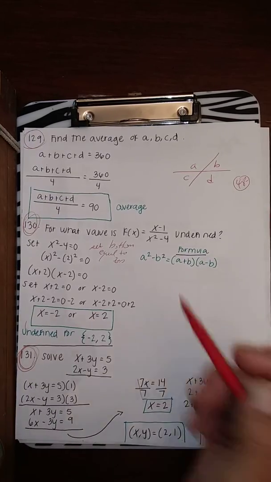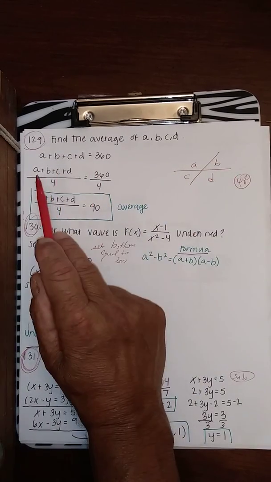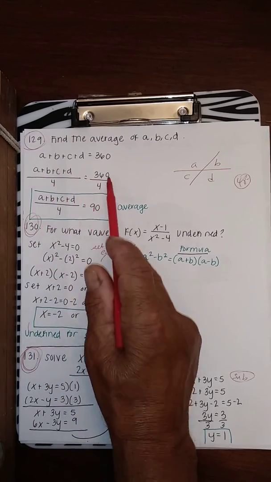Find the average of A, B, C, D. All the way around this is 360 degrees. So A plus B plus C plus D is 360, divided by 4. So the average is this right here, or 90.